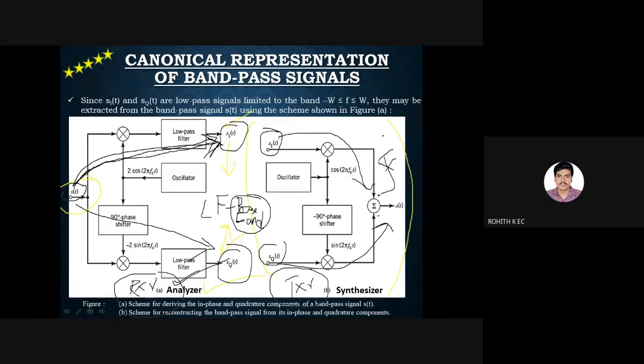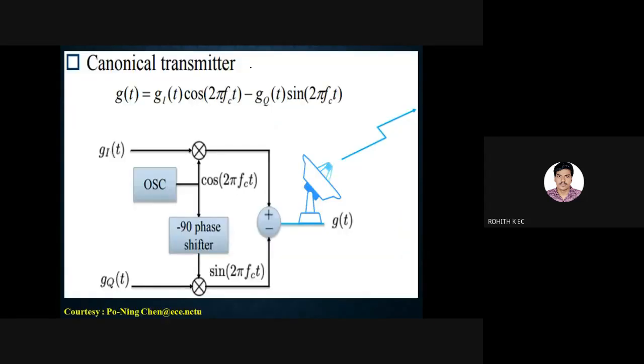And here, what is the operation taking place in receiver? It will perform the reverse operation. It will take high frequency and get back your low frequency. Okay, so the same can be seen in this diagram of canonical transmitter, right? Courtesy Ning Chen. So you can see this is the diagram of your canonical transmitter.